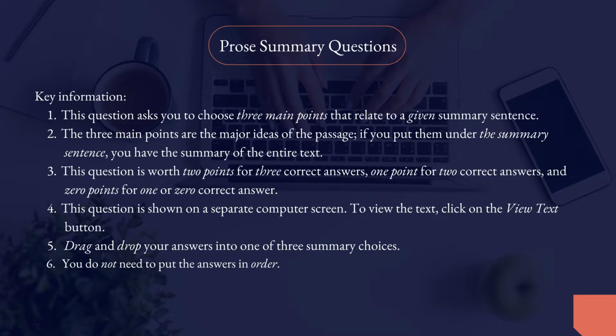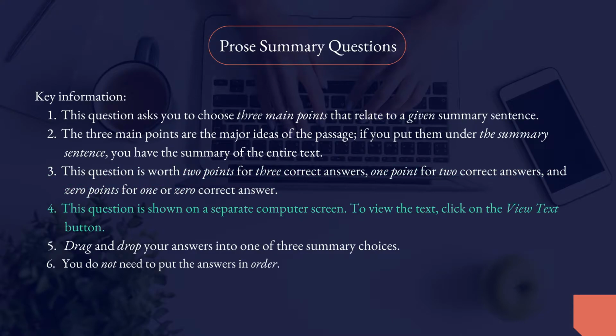So let's have some key information before we recognize how we need to answer this question. Number one, this question asks you to choose three main points that relate to a given summary sentence, that is the thesis statement. Number two, the three main points are the major ideas of the passage. If you put them under the summary sentence, you have the summary of the entire passage. This question is worth 2 points for 3 correct answers, 1 point for 2 correct answers, and 0 points for 1 or 0 correct answers.